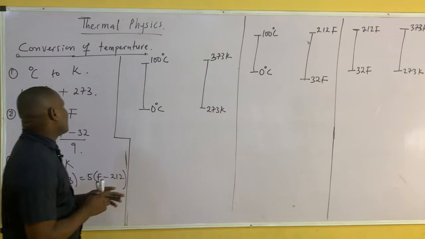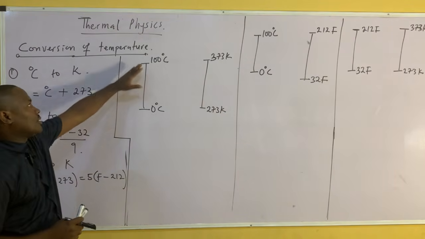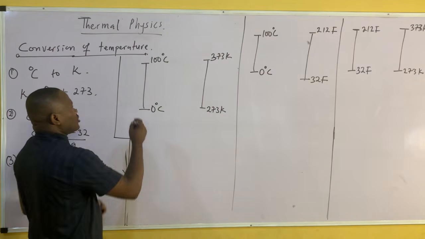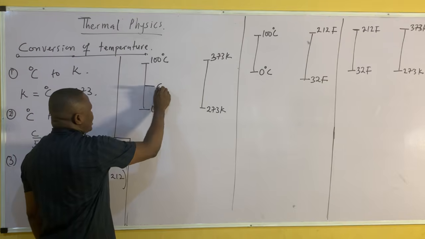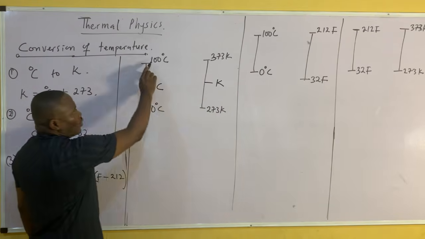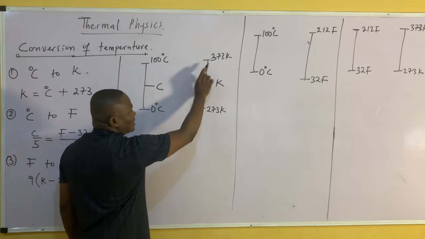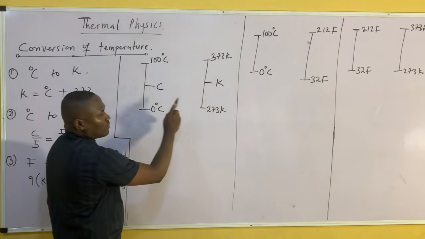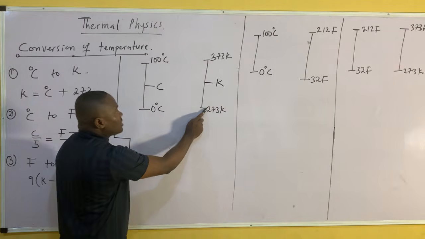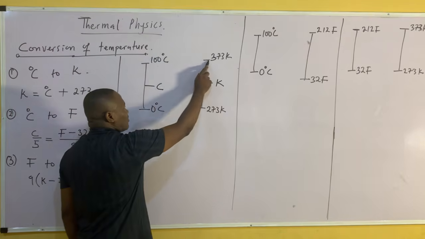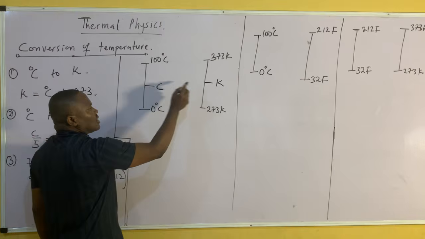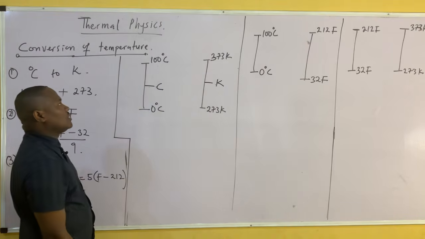Now, we are converting degree Celsius to Kelvin. So this is the Celsius scale. This is the Kelvin scale. Let's assume I want to know what C will be equivalent to as K. Now, 100 is equivalent to 373. 0 is equivalent to 273. Remember, this is the lower fixed point, this is the lower fixed point, this the upper fixed point, this the upper fixed point. So how will this be now?